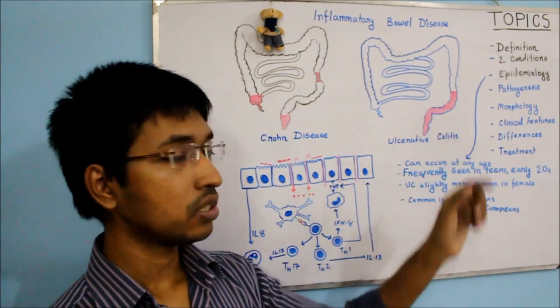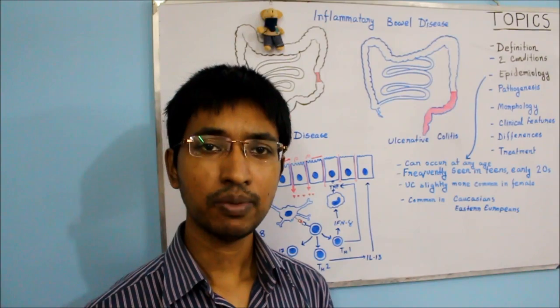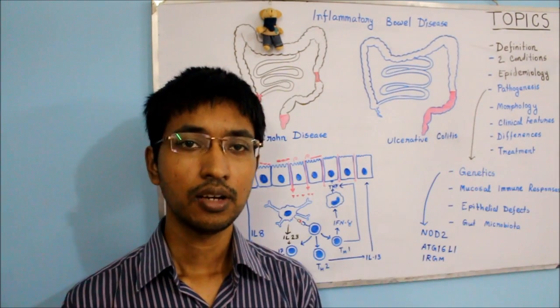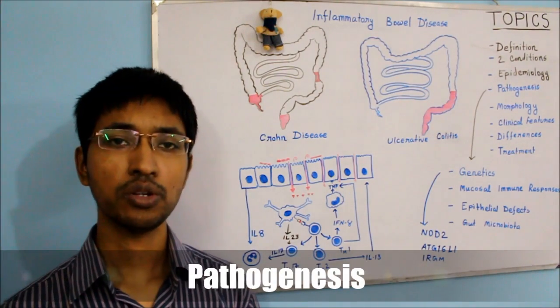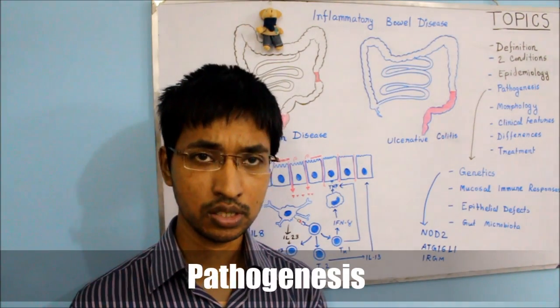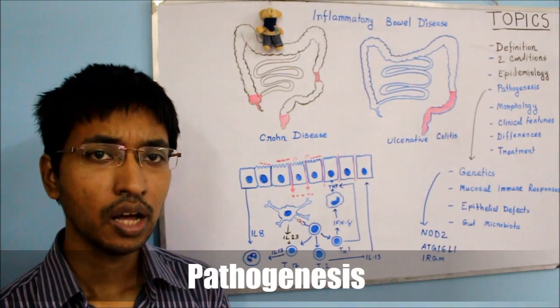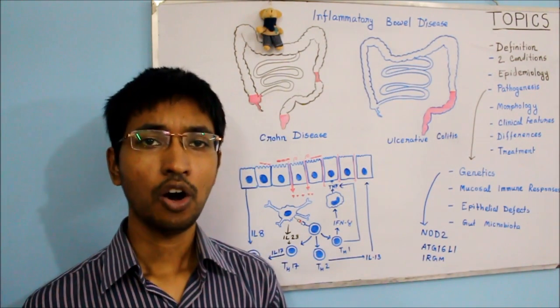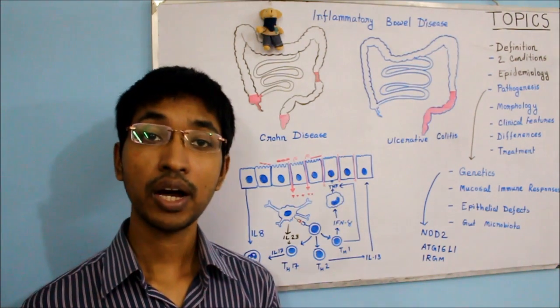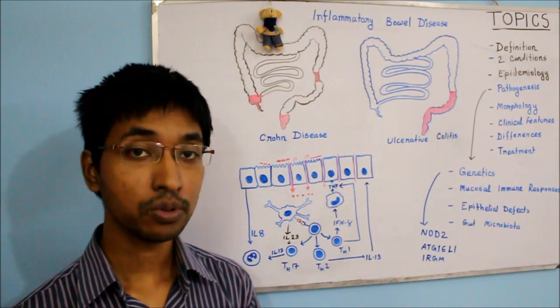So now that we have talked about the epidemiology of inflammatory bowel disease, we will move on and talk about the pathogenesis of inflammatory bowel disease. Regarding pathogenesis, the precise causes of inflammatory bowel disease are still not well defined. However, it is believed that inflammatory bowel disease occurs due to combined effects of multiple factors.